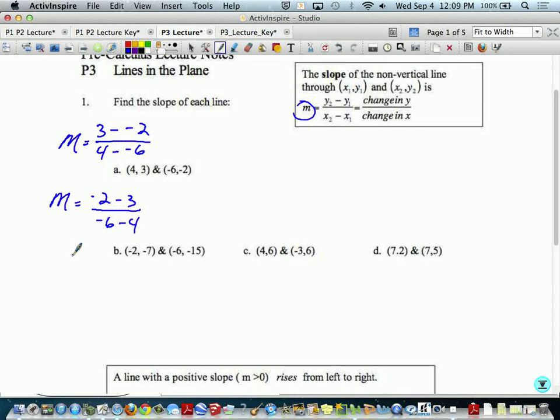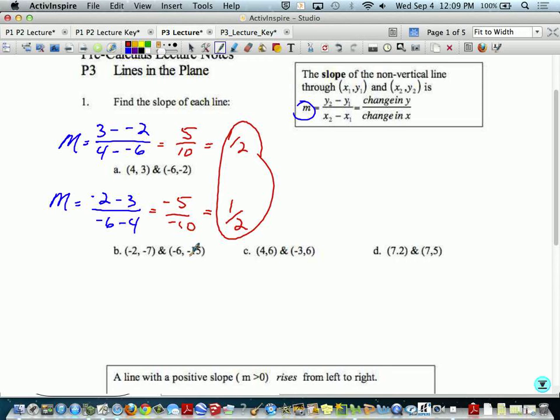So in the beginning, they look different. This turns out to be 5 over 10, which is 1/2. This one turns out to be negative 5 over negative 10, right? But that also is 1/2. So you do get the same answer if you reverse your points.